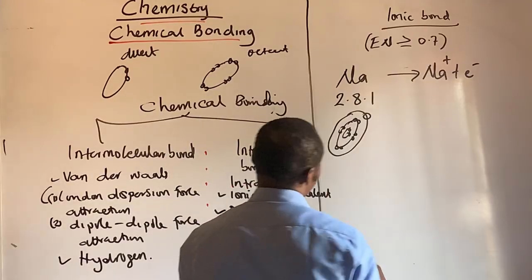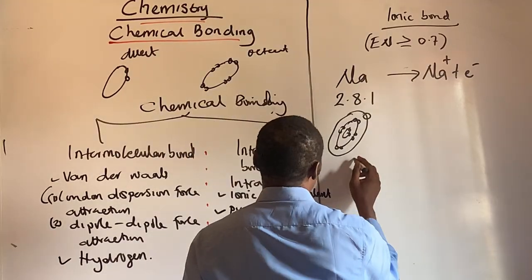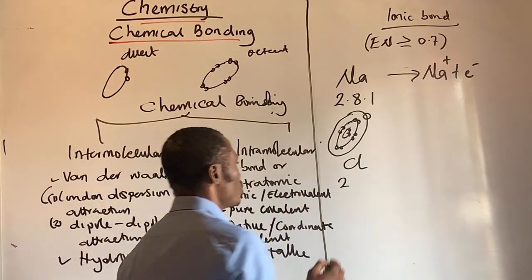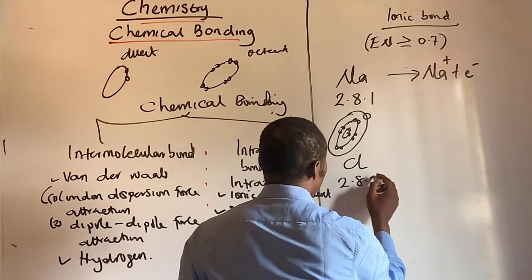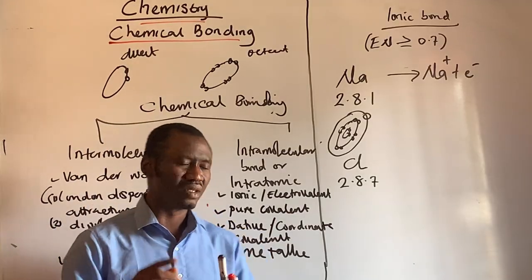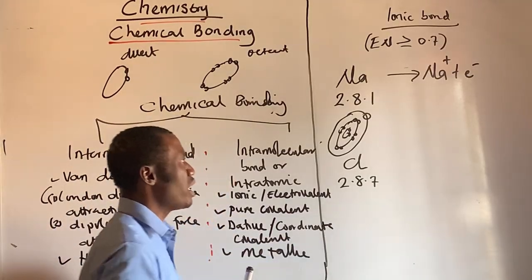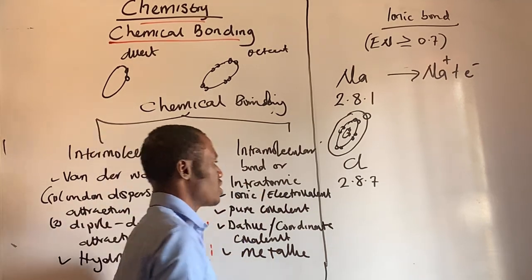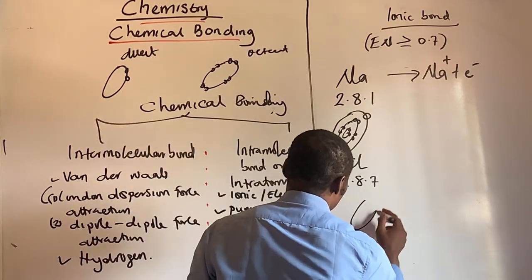Now, let's use fluorine or chlorine. Let's use chlorine for now. Chlorine has atomic number 17. So we have 2, 8, 7. The valency electron for chlorine is 7. If you draw the structure of chlorine, you'll find out that we have 7 electrons in the outermost shell. Let's do that.